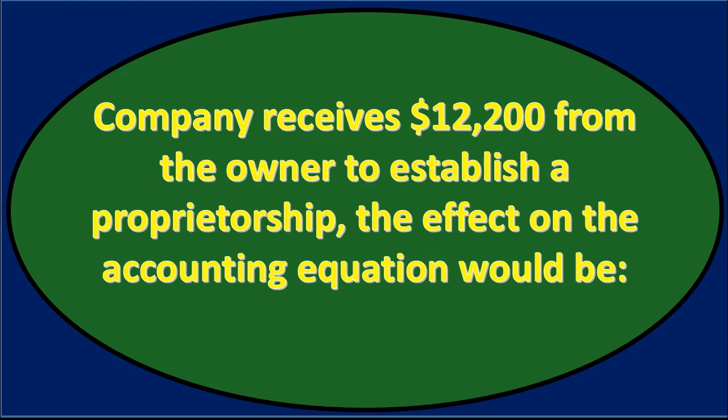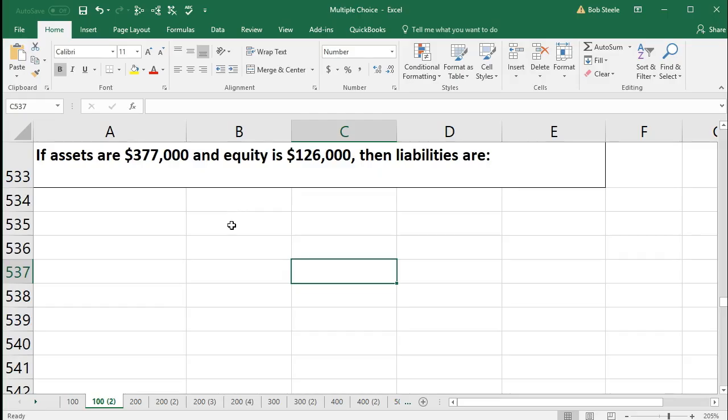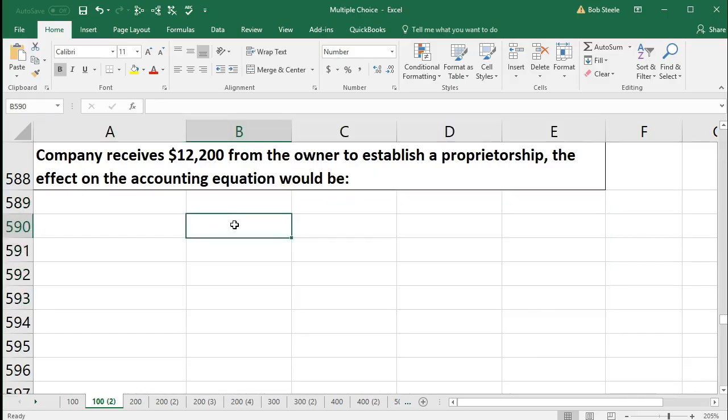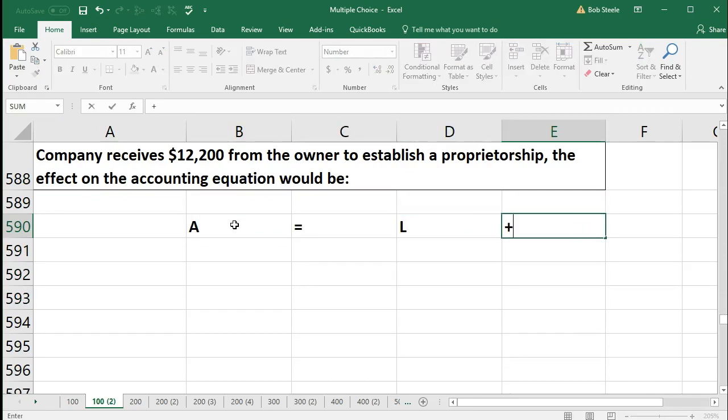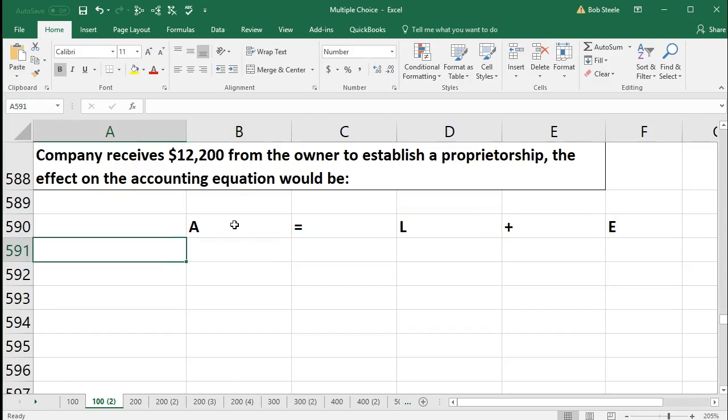So we're going to record the transaction in terms of the accounting equation and see the effect on the accounting equation. Going to write down the accounting equation of assets equal liabilities plus the equity. Then we're going to put the transaction in terms of the accounting equation. So company received $12,200 from owner to establish a proprietorship. So first question, is cash affected? I would say, yeah, we received, I'm assuming cash in this case, of $12,200.